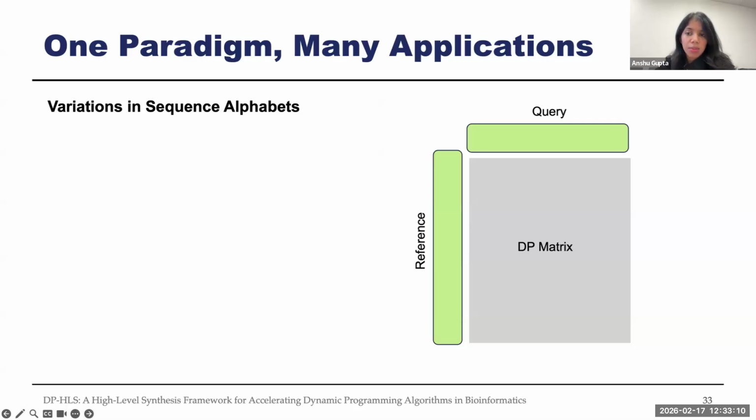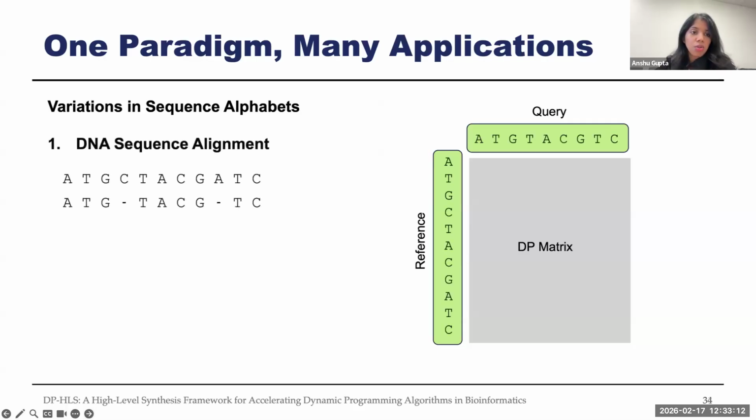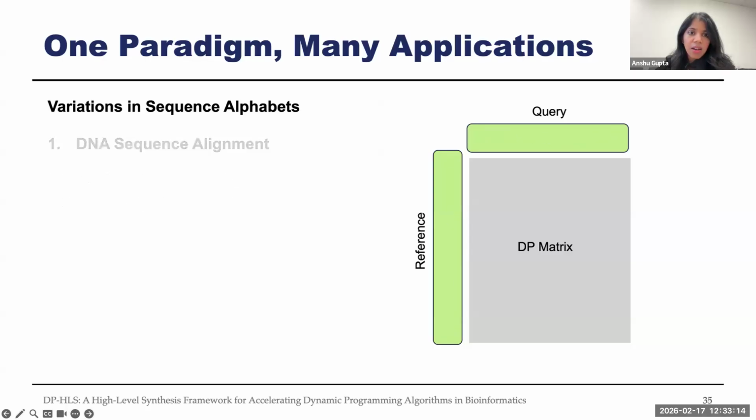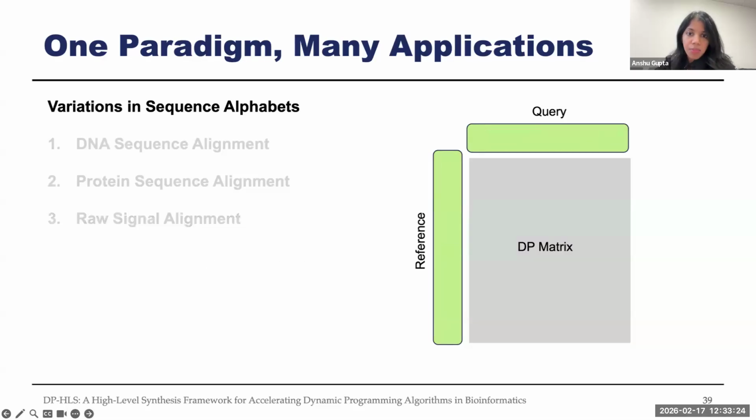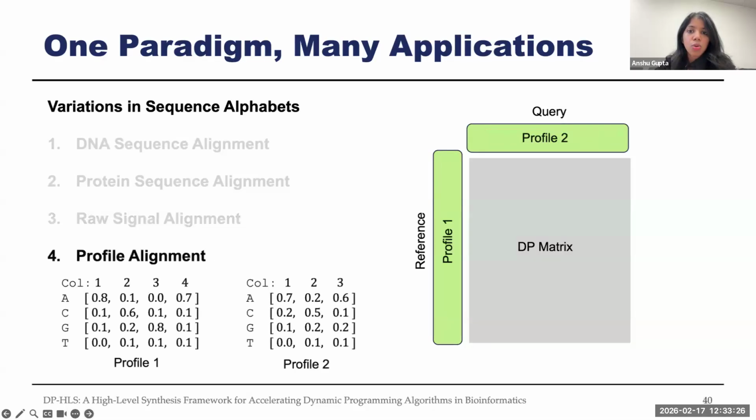So far, I've shown you the alignment of DNA and protein sequences, so that we can align two DNA sequences and we can also align two protein sequences. But it's not just about aligning DNA and protein sequences. We can also align raw signals, which we see in base calling. And we can also align two profiles as sequence alignment.